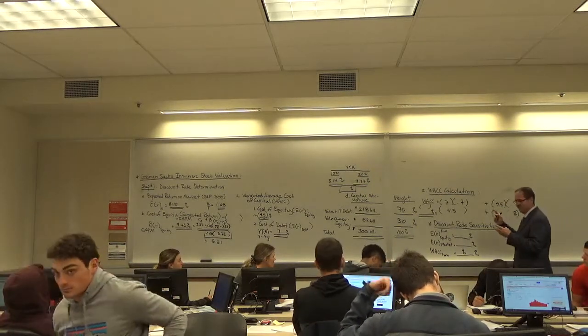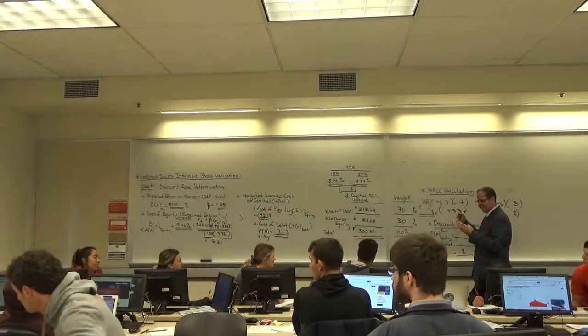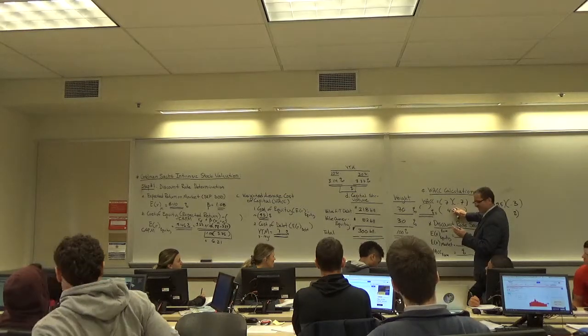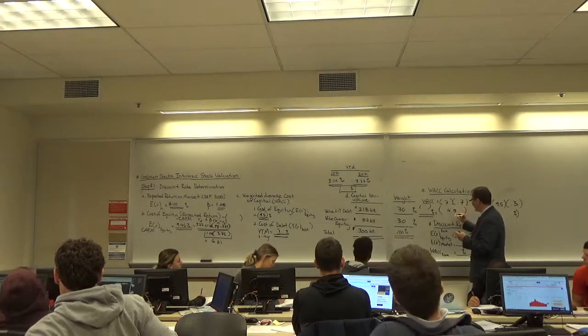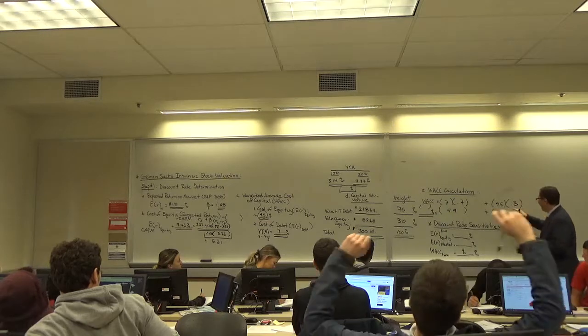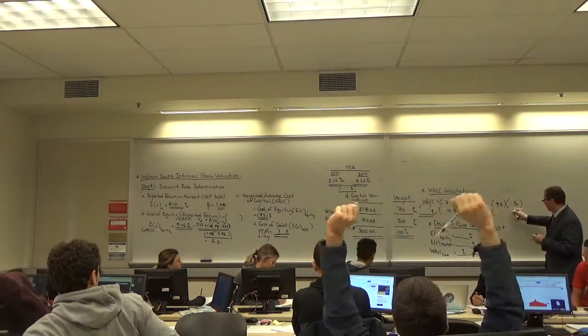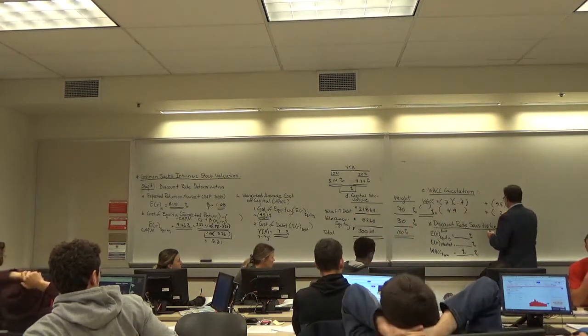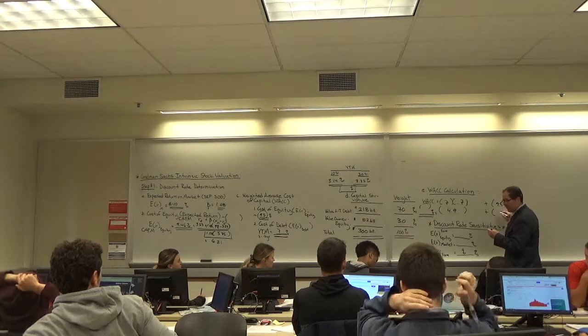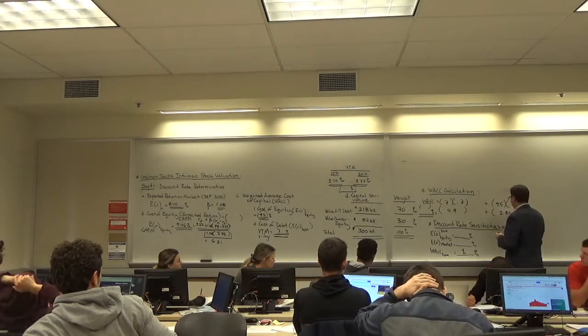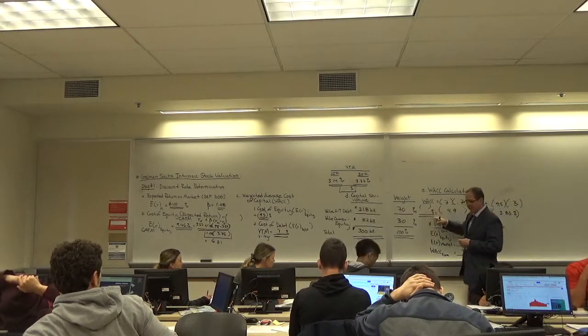Did you say 4.9? 4.9. Okay, thank you. I was going, wow, that was impressive. 9.5 times 0.3. What is it? 2.85. And what's 2.85 plus 4.9 to give us the weighted average cost of capital?